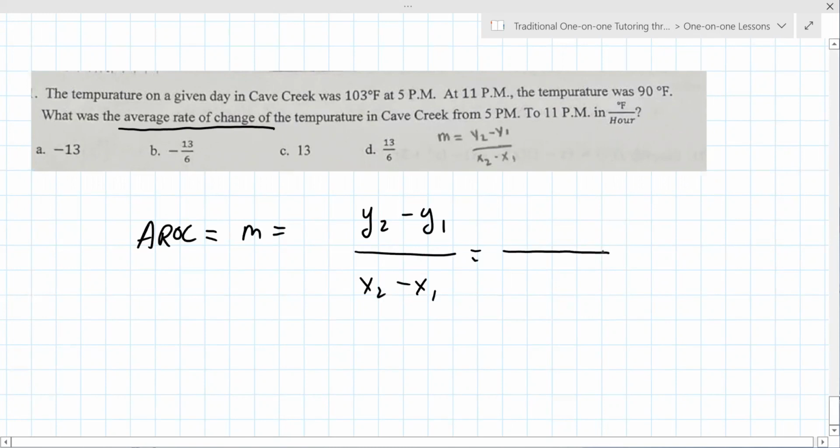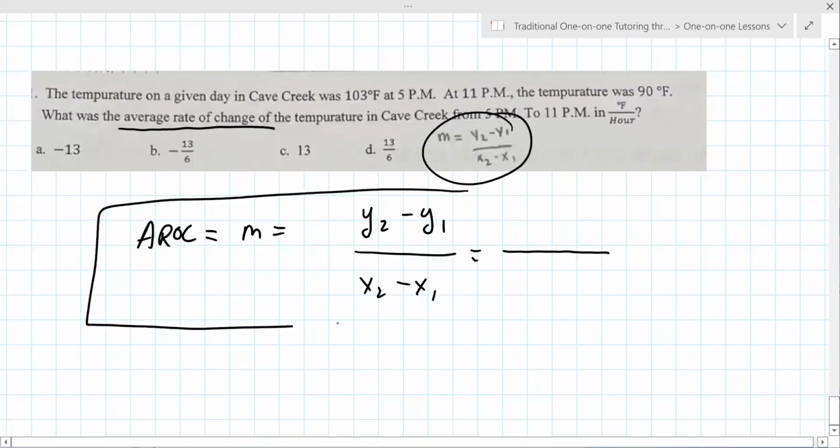Probably the hardest thing is to figure out which is on the top and which is the bottom. You even wrote that here, or you got that down in your notes. Sorry, this would definitely be something to write down, that AROC is slope. That would be very important to put down.